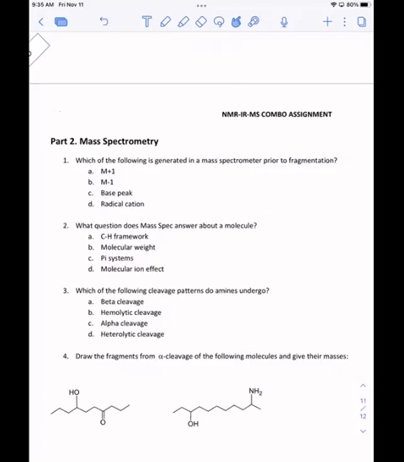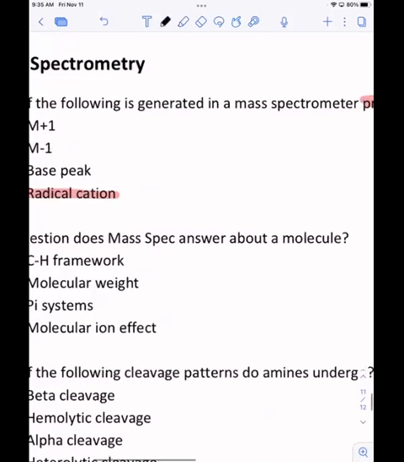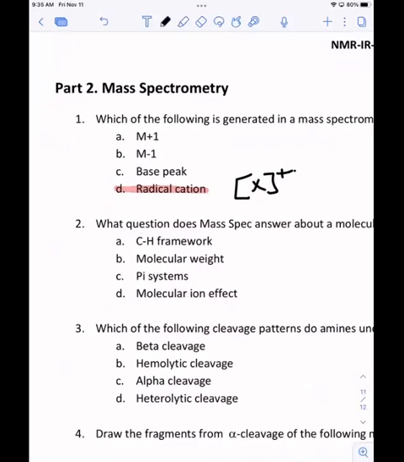So let's look at the questions here, the little multiple choice questions. Which of the following is generated in a mass spectrometer prior to fragmentation? What happens to that molecule before it starts getting broken into pieces? What species do we make after we eject an electron initially? The base peak is a fragment, and it says prior to fragmentation. So a base peak is actually a fragment. It's the radical cation. This is before it breaks up into pieces. First thing you have to do is eject an electron. So you bombard your sample with the electron beam, you force out an electron, and then you make the radical cation, which then goes on to fragment into multiple pieces.